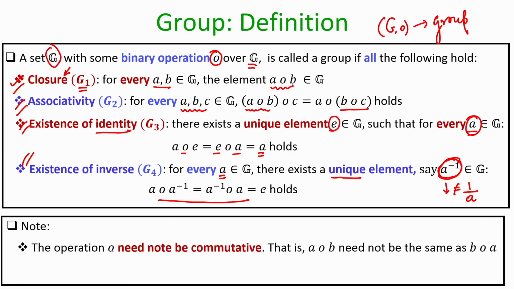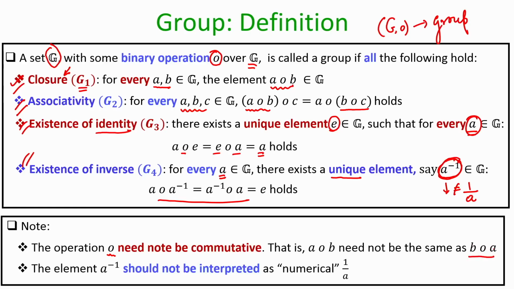So, a few important notes here. The operation O need not be commutative, because the group axioms only demand the operation O to be associative. It does not demand the operation O to be commutative. That means the result of performing the group operation on A and B need not be the same as the result of performing the group operation on B and A.